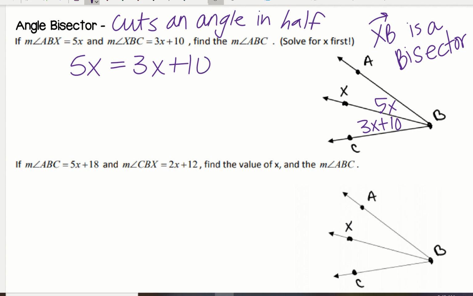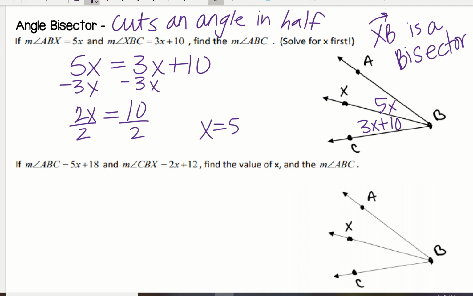So how do I solve it? 5x minus 3x gives me 2x equals 10. And then what does x equal? 5. So x equals 5.